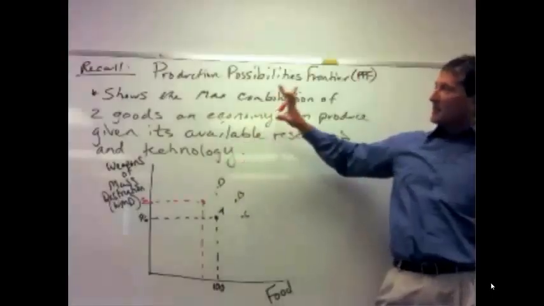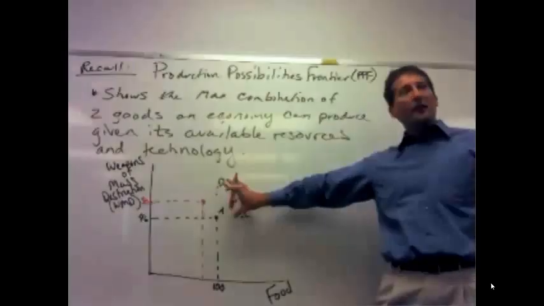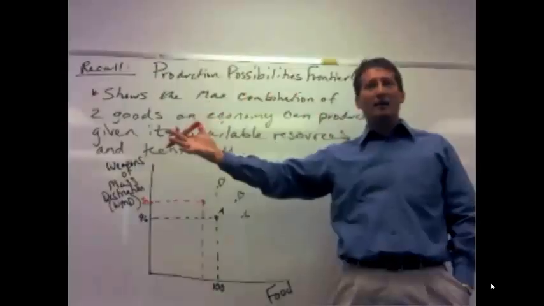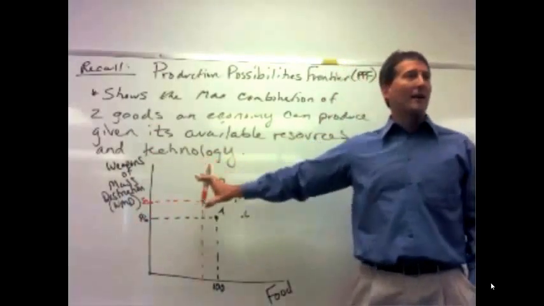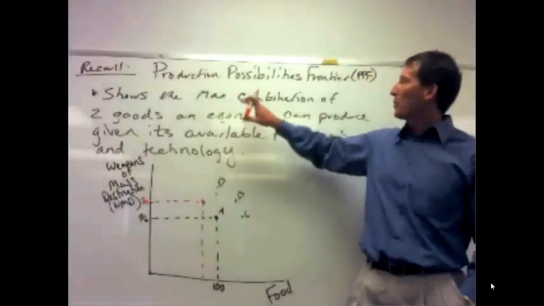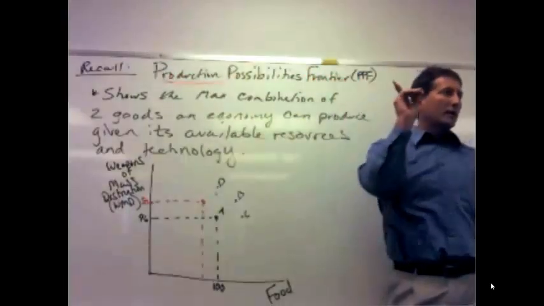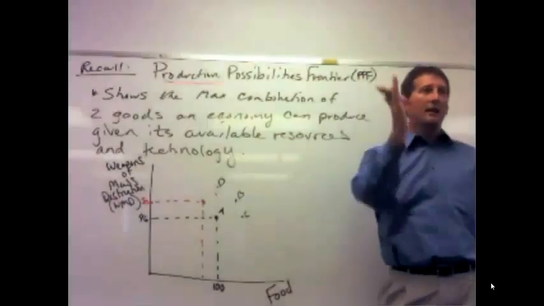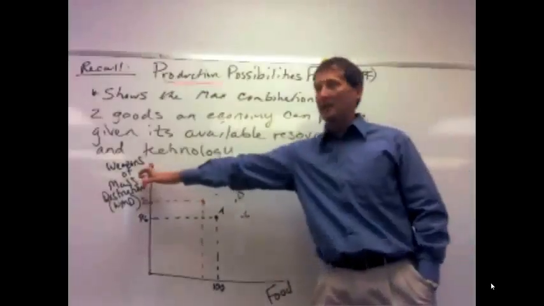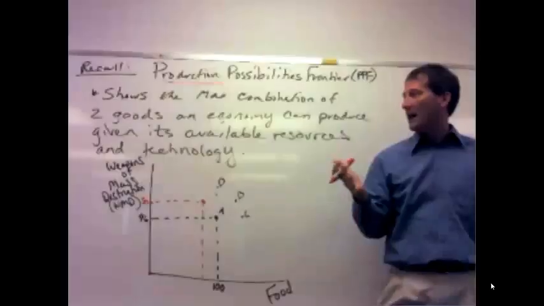Now, I want to bring that up since we're talking about our liking of weapons or our liking of food. I really don't have that playing a role here. These are production possibilities. So tying back to what I started you on last time, this is the supply of all goods and services, which includes food and weapons. We can only have so much.